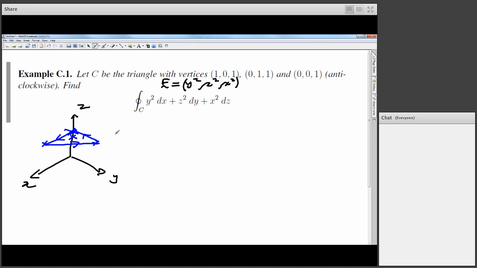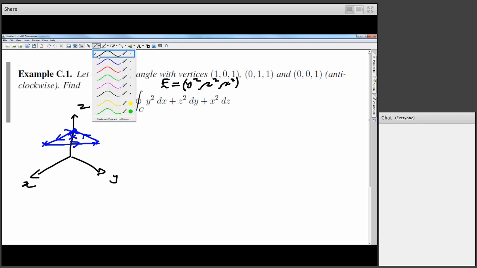You can certainly do it directly. It's three different curves, three different straight lines. You could parameterize each straight line and then just do integration by substitution effectively along each particular line. That's the basic way, which is doable, it just takes a while. You have to do three things.